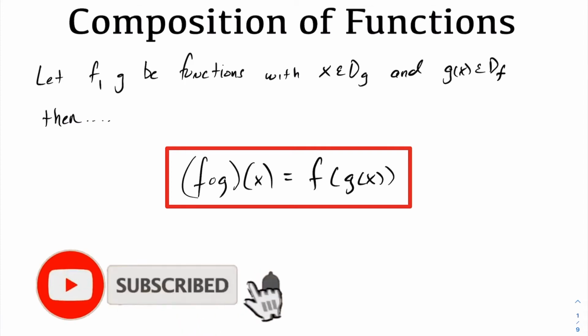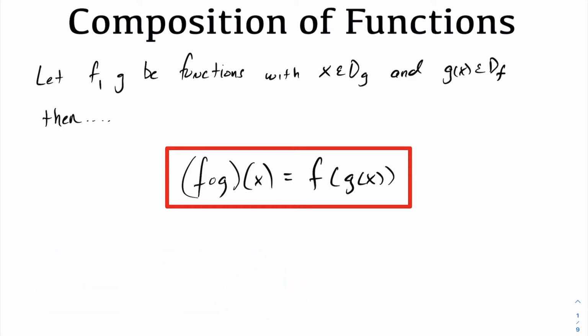In today's lesson, we're going to be talking about composition of functions. To start us off here and look at the operation of composition of functions, we're going to let f and g be two functions. X is going to come out of the domain of g, and g at x, i.e. the image when g acts on x here, is going to be coming out of the domain of f.